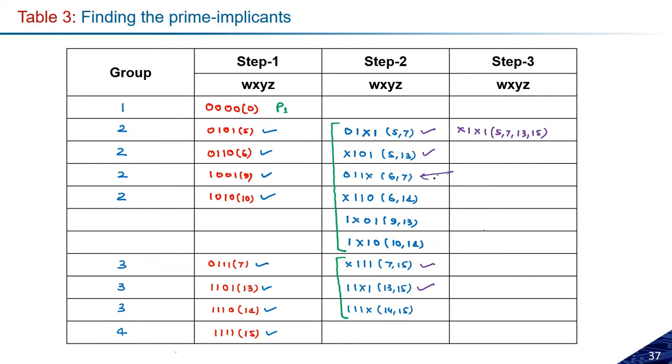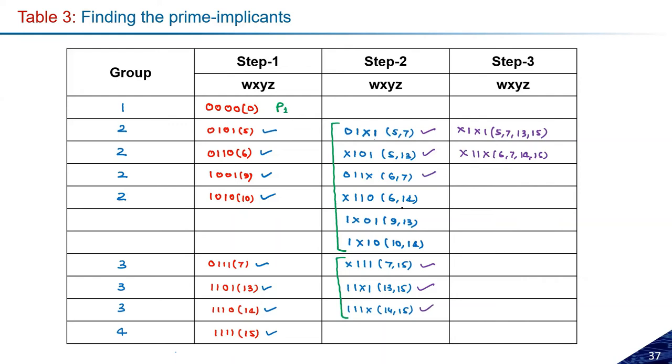Now let us consider the second one. 6, 7 and 7, 15. This is not possible. 6, 7 with 13, 15. Not possible. 6, 7 with 14, 15. Possible. Yes, it is possible. So the number will come something like cross 1, 1, cross, and that is 6, 7, 14, and 15. So 6, 7, 14, and 15 is also considered.